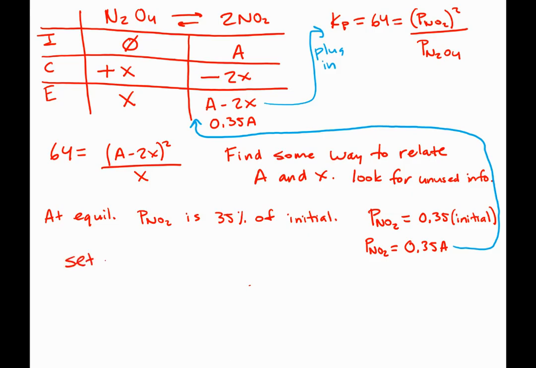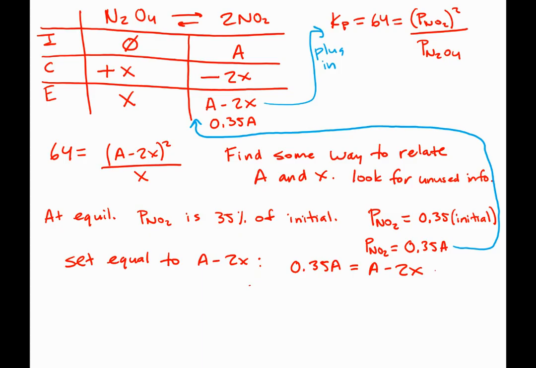So when we set equal to what the ICE table tells us, A minus 2x, what you get is 0.35A equals A minus 2x. This now allows us to generate a second equation, which will allow us to solve the system of equations and unknowns. So our goal here is to find what the value of A is, right? The problem is asking us to find the initial pressure. And so if we want to find what A is, we need to get rid of x. We need to substitute x out of this equation.